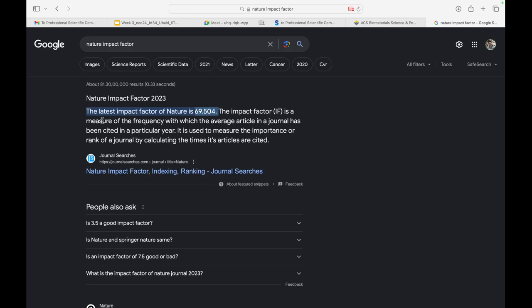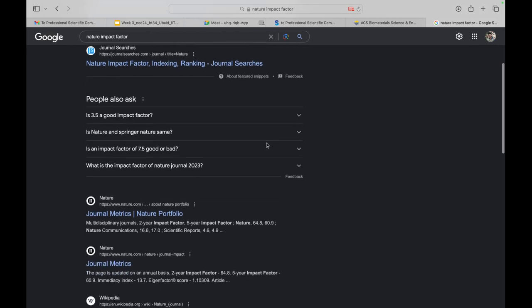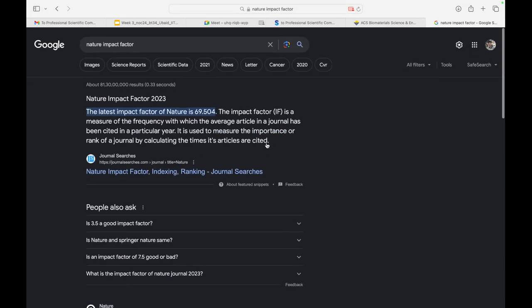Impact factor is a measure of the frequency with which the average article in a journal has been cited in a particular year. It is used to measure the importance or rank of a journal by calculating the number of times its articles are cited. In any journal there are a lot of articles, so how many times are they cited? If the journal has been cited more and more, it has more importance. Some good journals, for example Nature, Cell, Science: the higher the impact factor, the better the journal is considered, so it has more impact. The word itself tells you, impact. Another example is Cell.